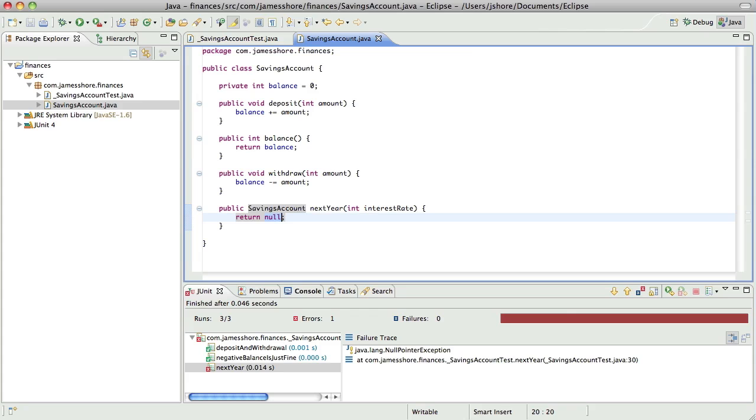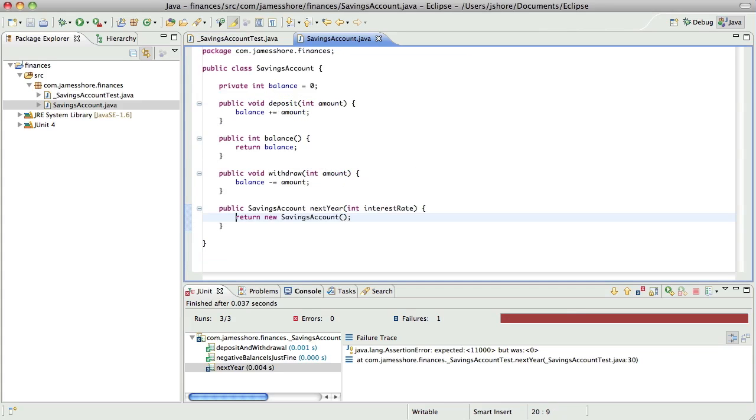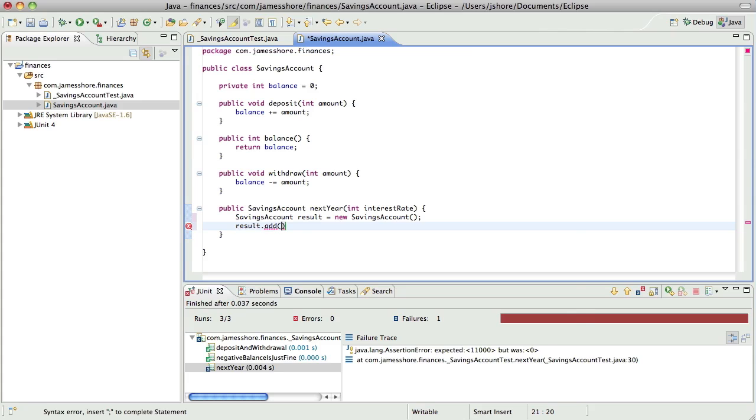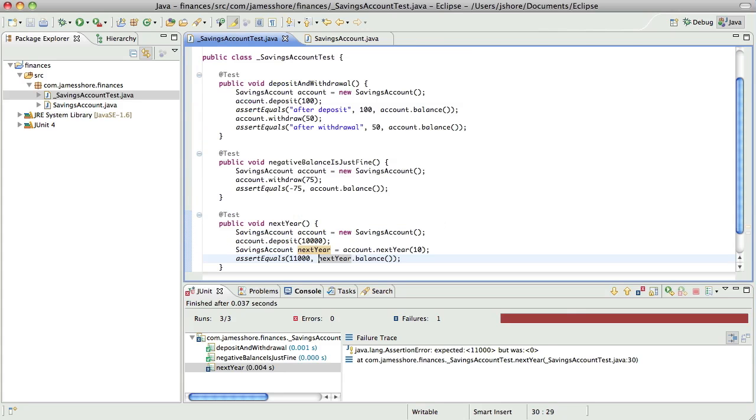So we're going to want to return a new savings account. That's returning 0. Okay, good. So I want to add the balance times the interest rate divided by 100. That did not give us the right answer. Why is that? What's the error here? Oh, deposit. And then return the result. I think that will work. I'm not really thrilled with this code, but it's a good start.